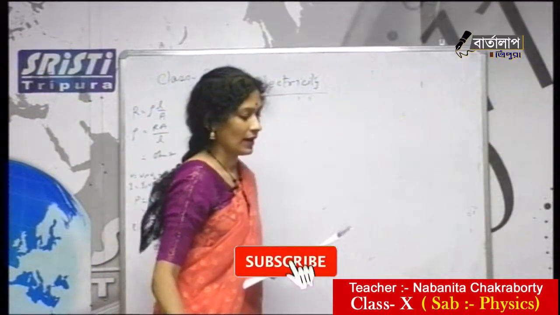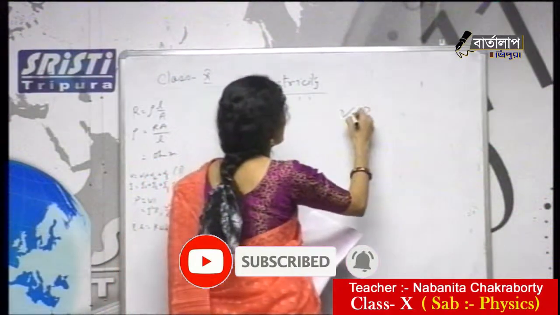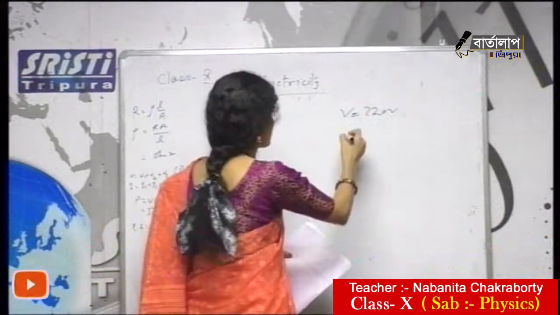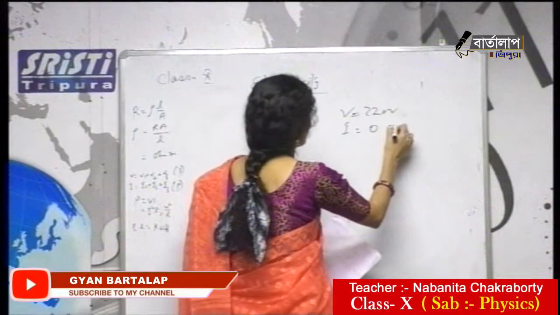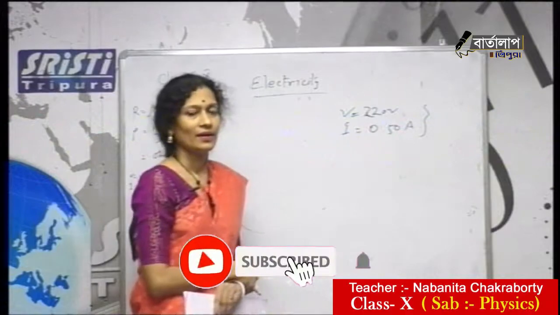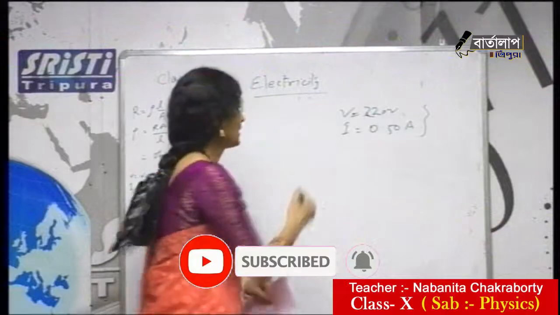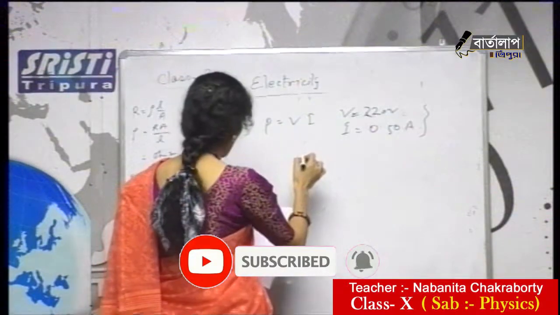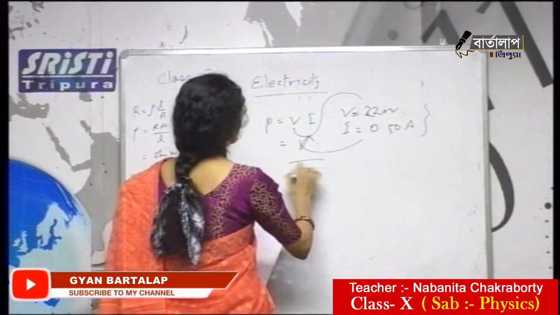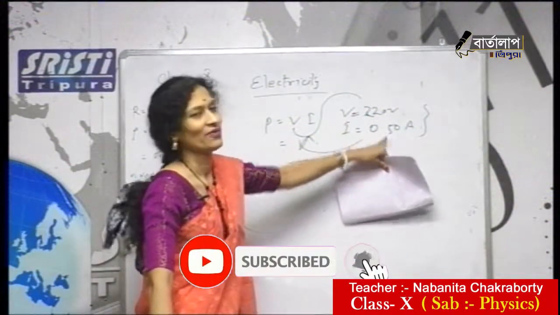So what is given? An electric bulb is connected to a 220 volt generator. That means V is given, 220 volt, and the current is 0.50 ampere. Now, how will we calculate the power? You know the formula very well: P equals V into I. That means you put the value of V and the value of I. Do it in your homework copy. It is very simple: 220 into 0.50. Do this.